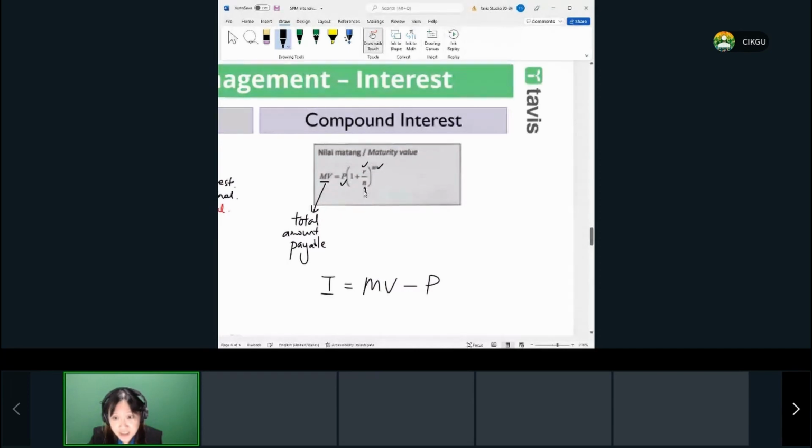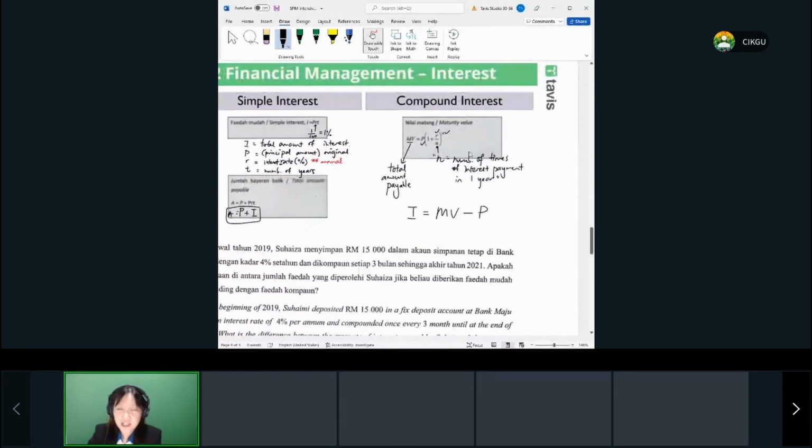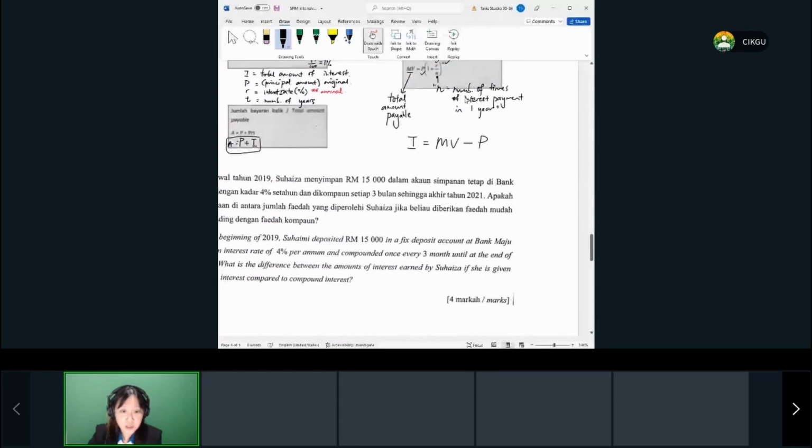The only difference here is the N. What does the value of N mean here? N means the number of times of interest payment in 1 year. This is the only difference between compound interest and simple interest. Actually, if you don't understand this, let's just straight away go into a question.